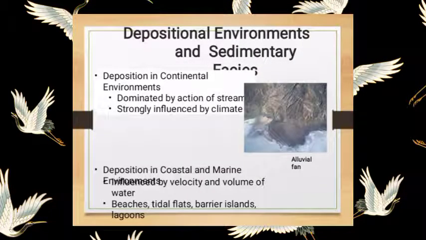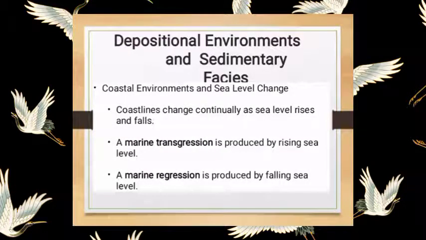Deposition in continental environments is dominated by the action of streams, strongly influenced by climate. Deposition in coastal and marine environments depends on velocity and volume of water: beaches, tidal flats, barrier islands, and lagoons. Coastal environments and sea level change: the coastline changes continually as sea level rises and falls.